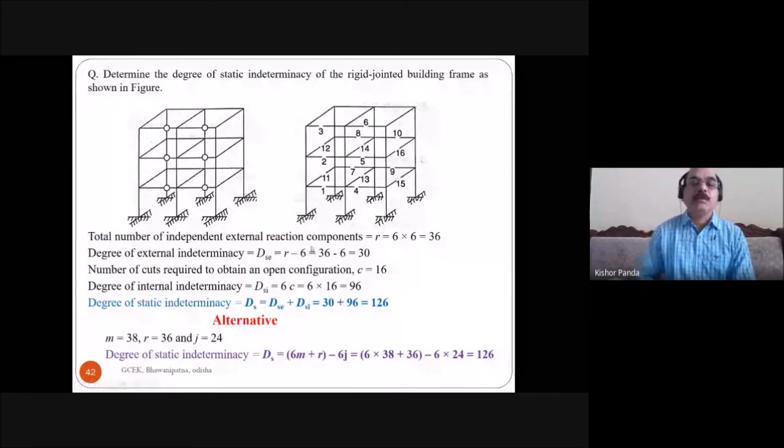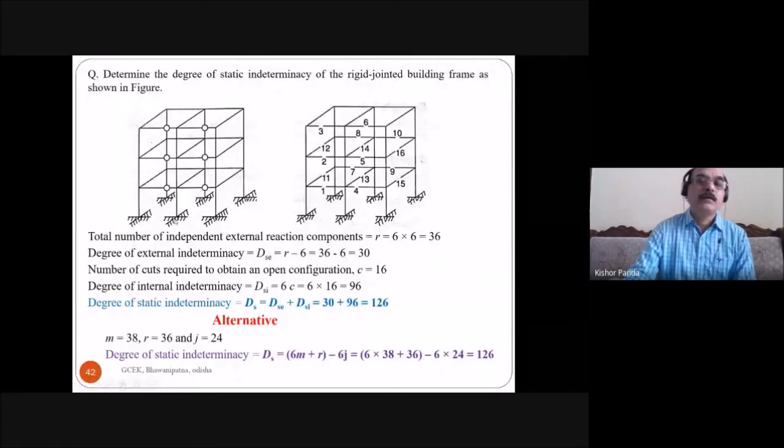In the case of a pin jointed plane frame, you take R minus 3 to get the degree of external static indeterminacy. But in the case of a space frame, you take DSE is equal to R minus 6. Here R is 36, 36 minus 6 is 30. So the external static indeterminacy is equal to 30.